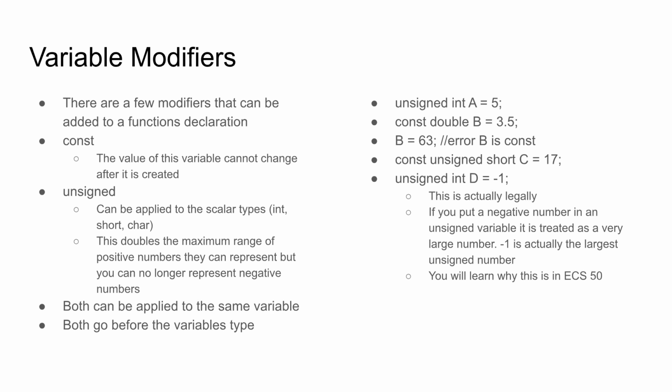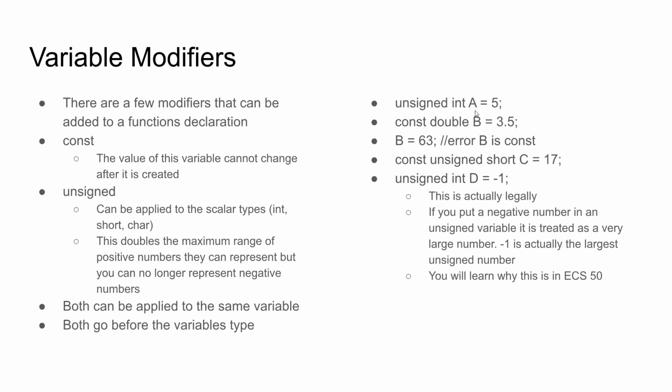There's also unsigned. This can be applied to the scalar types, which are integer, short, and char. This is going to double the maximum range of positive numbers that they can represent, but you're no longer able to represent negative numbers anymore. You probably won't need to use this one at all in the class, and you can do both at the same time. So you can have a const unsigned integer. Both of these declarations would go before the type of the variable.